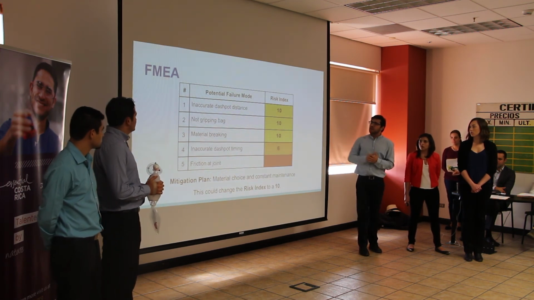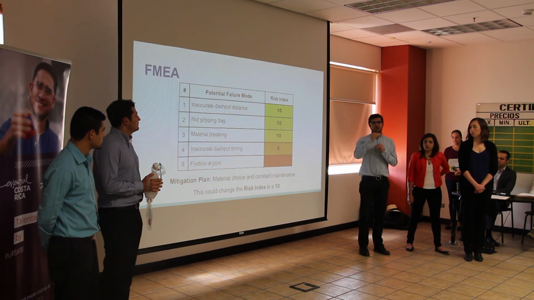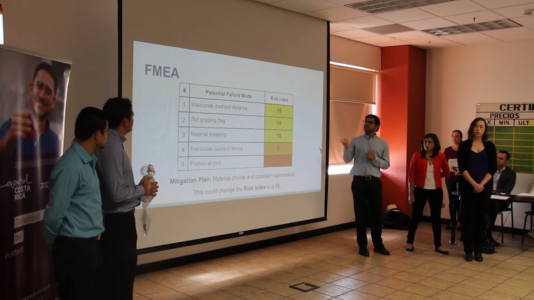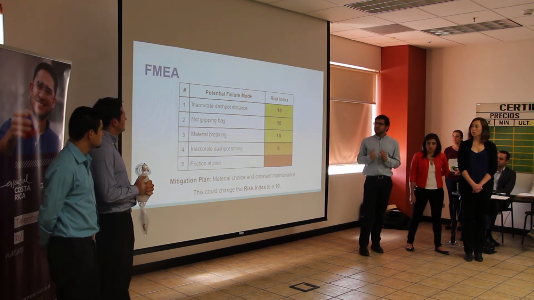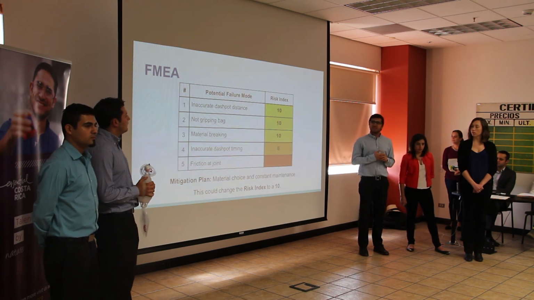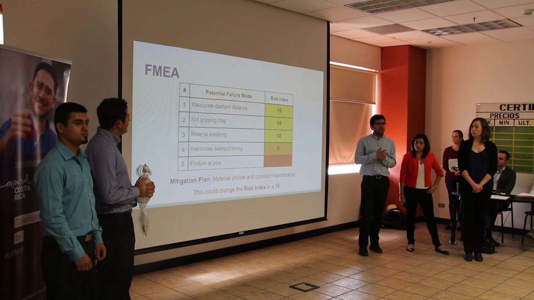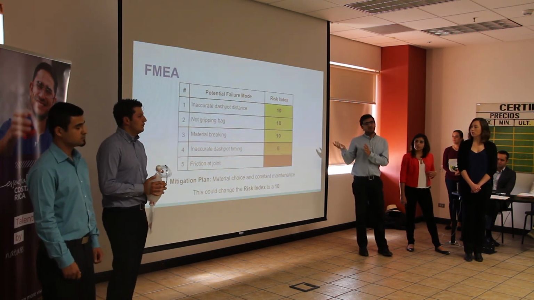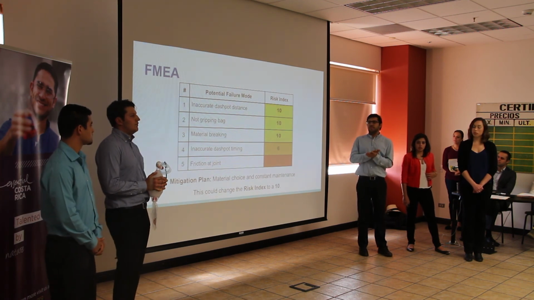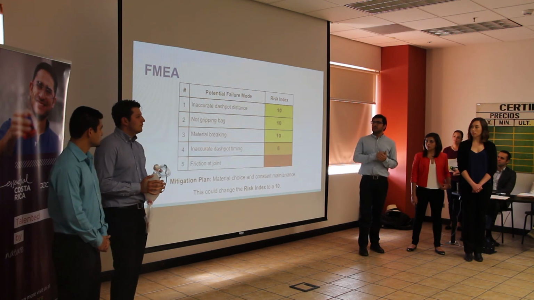For the first one, we have the inaccurate dashpot distance. This means that the dashpot does not displace the correct length that we need. For this, we consider that it's a high severity but a low probability because it's going to be determined in our design. The next one is the device not gripping the back. This also has a high severity because if it is not gripping the back, the BVM cannot actuate and function on the patient. But this one is also considered in our design.